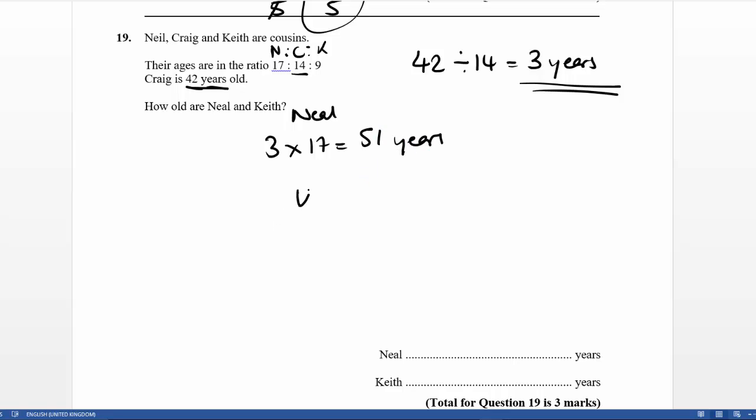And then I've got Keith. He is going to be 3 times 9 years because his ratio is 9. That's going to give me 27 years.